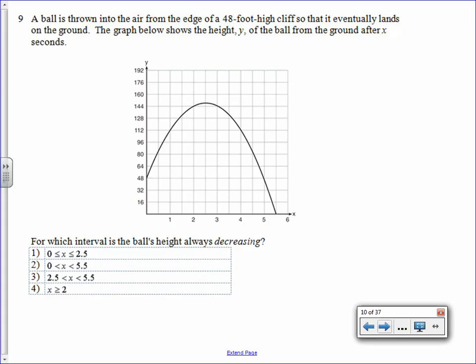For which interval is the ball's height always decreasing? Well, let's start here. Increasing, increasing, increasing, increasing, increasing, increasing, increasing. Stop. Vertex. Decreasing, decreasing, decreasing, decreasing. All the way until there. For which interval is the ball's height always decreasing? Notice we're looking at the x values. The x value 2.5 to 5.5. That's it.